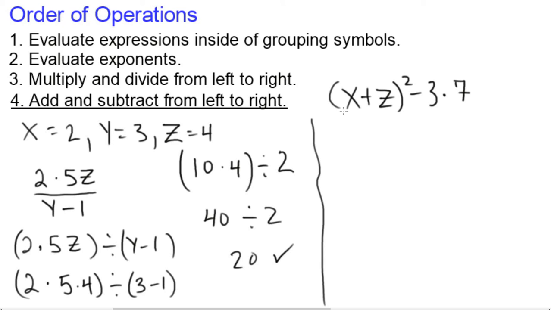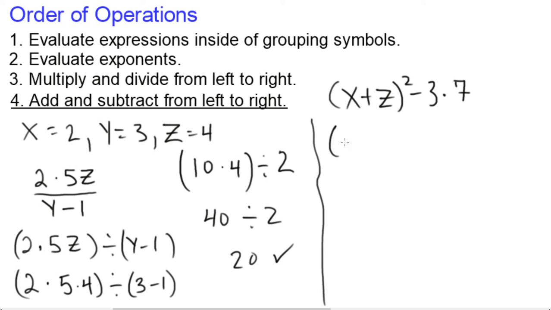So let's look at the following example, and feel free to pause the video and try this one yourself. Now, we have x plus z squared minus 3 times 7. And the first thing I look at is my parentheses. So I zero in on that. The last thing I look at is my addition and subtraction. So I see I have variables. We're still using the values x equals 2, y equals 3, and z equals 4. Let's substitute those values in.